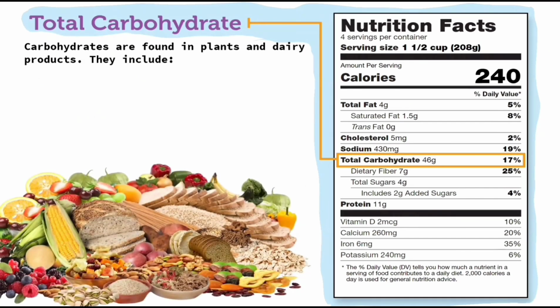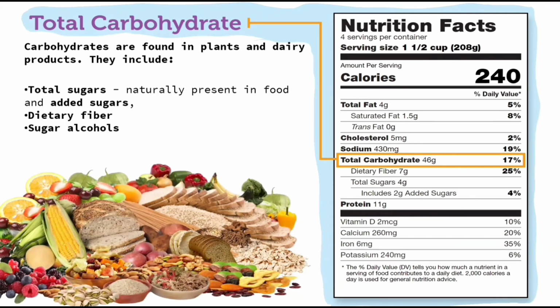Carbohydrates are found primarily in plant foods with the exception of dairy products which contain lactose. Total carbohydrate on the nutrition label includes total sugars, dietary fiber, and sugar alcohols, which are a type of carbohydrate that chemically has the characteristics of both sugars and alcohols but are not completely absorbed by the body. Each gram of carbohydrate provides 4 calories.